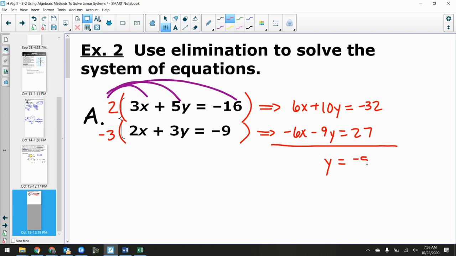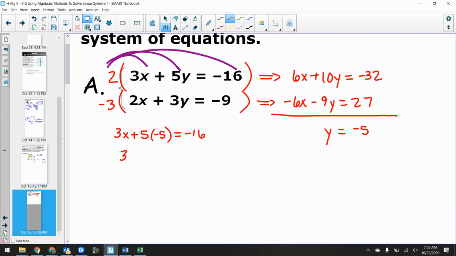And then it's negative 5. Wow, that was convenient. I don't even have to divide by anything. Y is negative 5. So let's plug it in and solve for x. 3x plus 5 times, I'm just going back into equation 1. 3x plus 5 times negative 5 is equal to negative 16. We solve for x here. 3x minus 25 is negative 16. I add the 25 over to the other side. I believe that's a 9. And then we divide by 3. X is 3. So the coordinate is 3 comma negative 5.